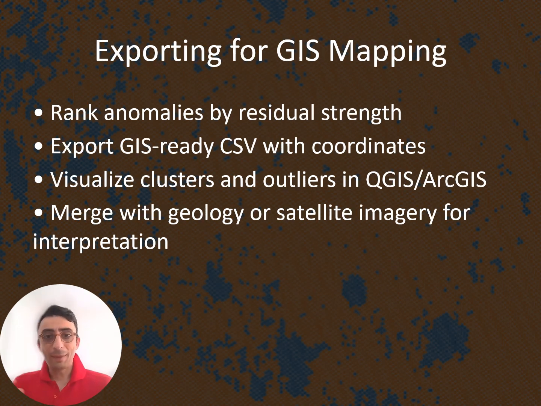After clustering, we map the results, both clusters and outliers or anomalies, and create heat maps showing how unexpected the values are spatially. And finally, we export everything, including cluster stats and anomaly rankings, all of them into a GIS-ready CSV file. That way, we can bring our results into QGIS or ArcGIS and use them in the field.